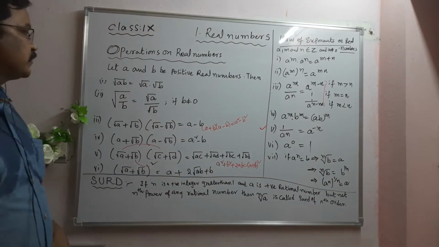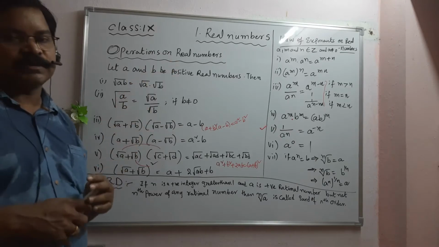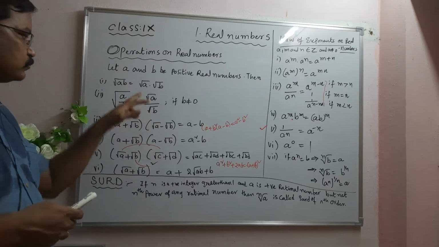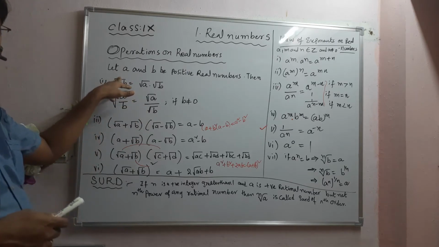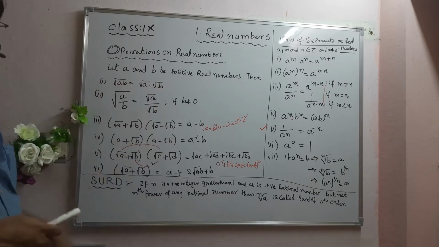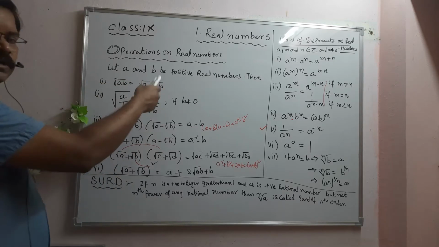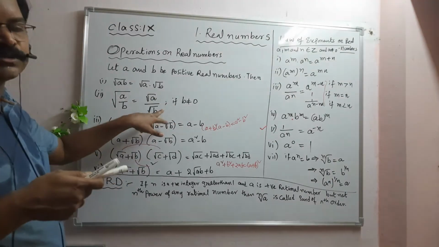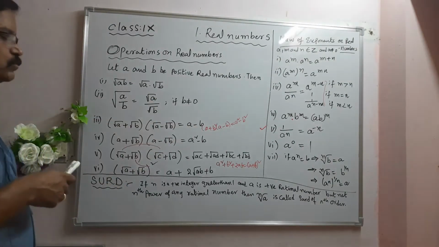Operations on real numbers. Take any two real numbers, let them be a and b. Root of ab is equal to root a times root b. Similarly, root of a by b is also equal to root a by root b, but here the denominator, that means b, should not be equal to 0.